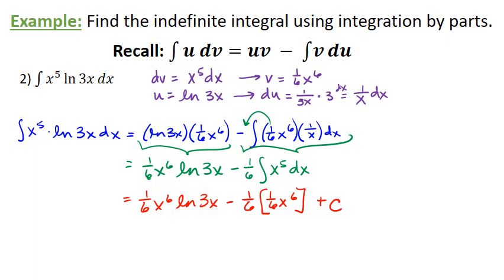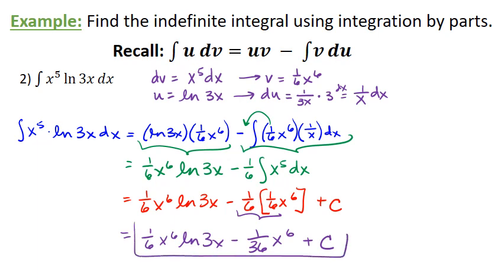So to simplify, now I just need to multiply those. And my final answer is 1/6 x to the 6th times the natural log of 3x minus 1/36 x to the 6th plus c. If you want to take out a GCF, you can, but this answer will suffice.